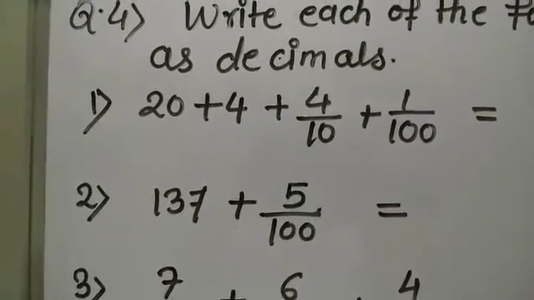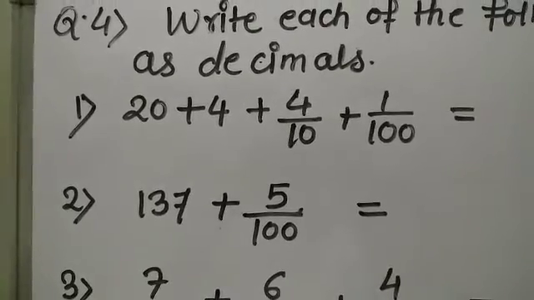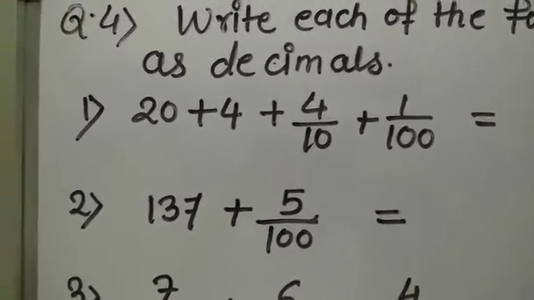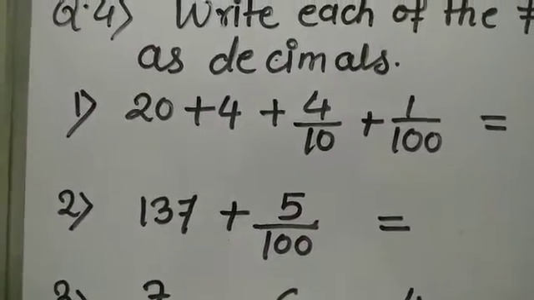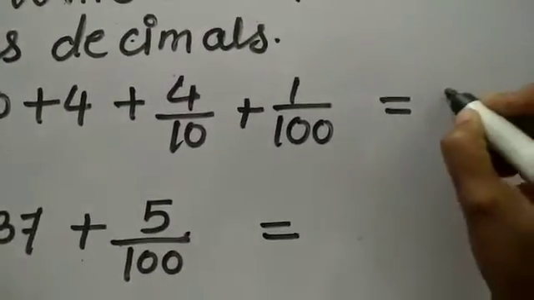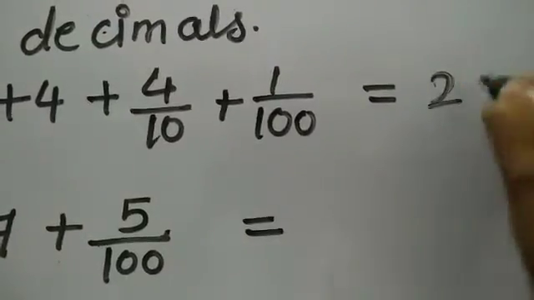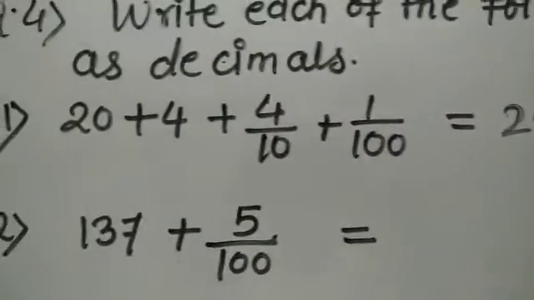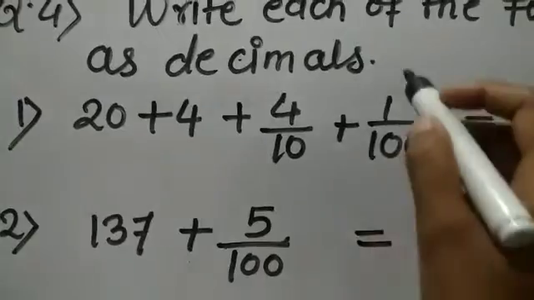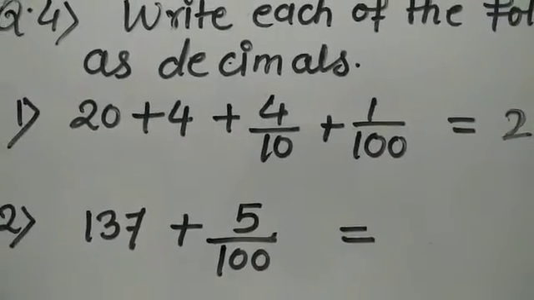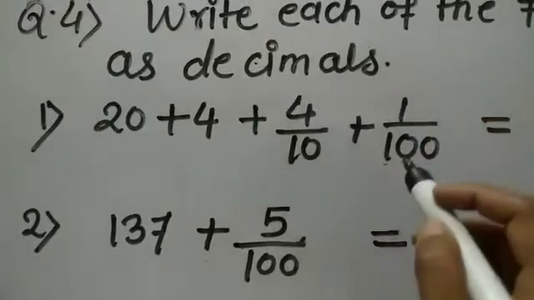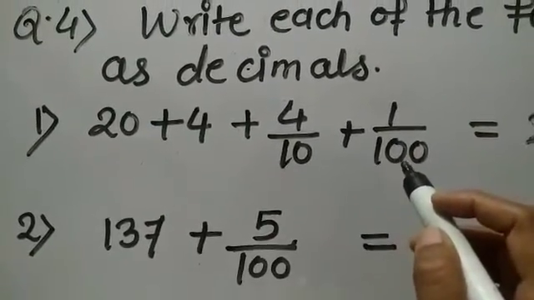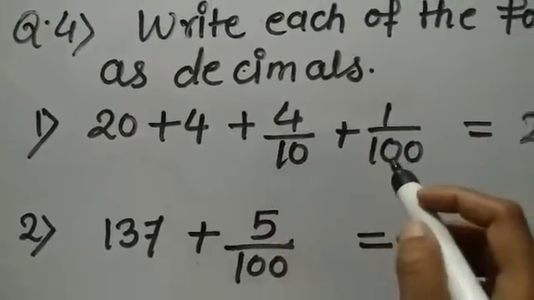The first, it is given 20 plus 4 upon 10 plus 1 upon 100. See, 20 plus 4, they are the whole number. 20 plus 4 become 24, right? So here I am writing 24. Then 4 upon 10 and 1 upon 100, they are the fractional part. Now 4 upon 10 means 0.4 and 1 upon 100 means 0.01. It's a 4/10th, it's a 100th.